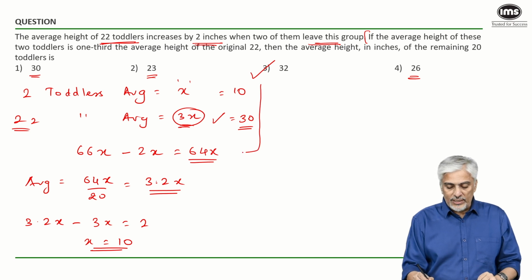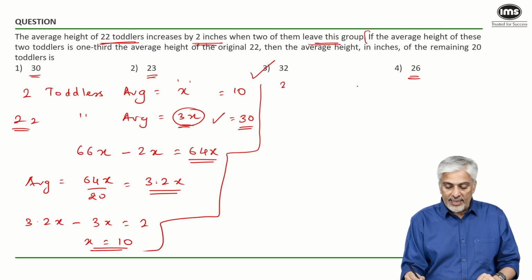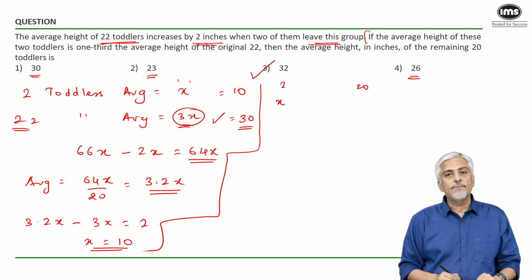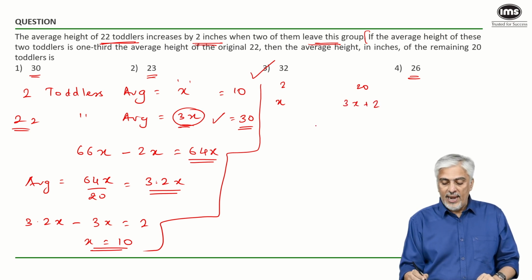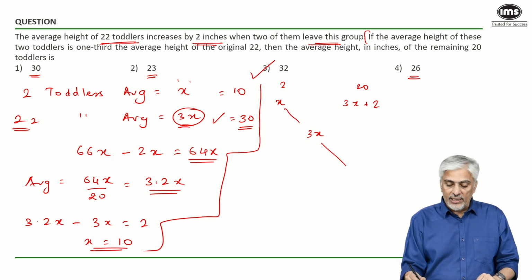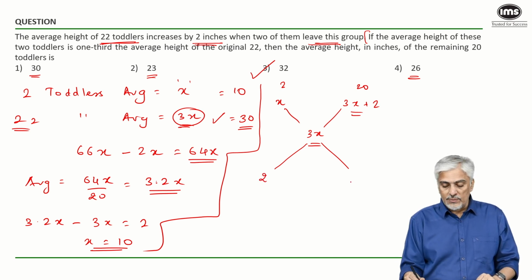One more approach which I can use for this is direct alligation. There are two groups, the 2 toddlers and the 20 toddlers. Their average was x. Their average was 3x plus 2. And the average of all 22 was 3x. Use regular alligation method. 3x plus 2 minus 3x becomes 2. And 3x minus x becomes 2x.